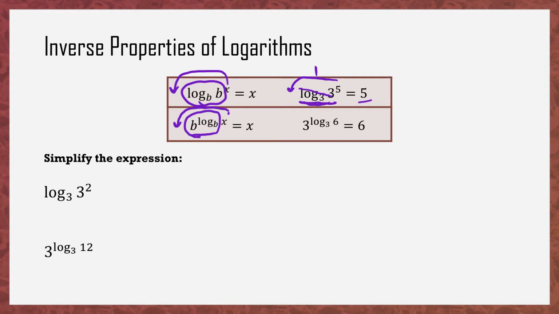Or 3 to the power of log base 3, notice the base and then the base of the exponent are the same number, that all reduces to 1. And this 6 will come down in front, and it will just equal 6. 6 times 1 equals 6.